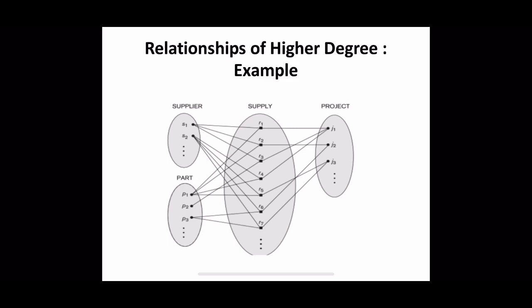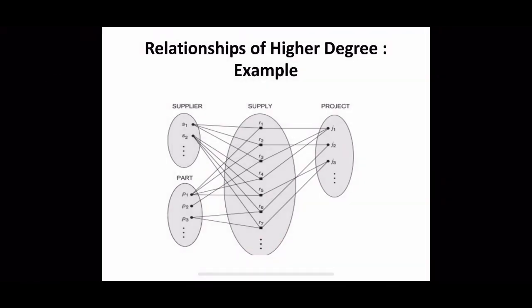So for example, a relationship R associates three entities: supplier S, part P, and a project J. That is, whenever a supplier S supplies part P to project J. That is the relation represented by this diagram.